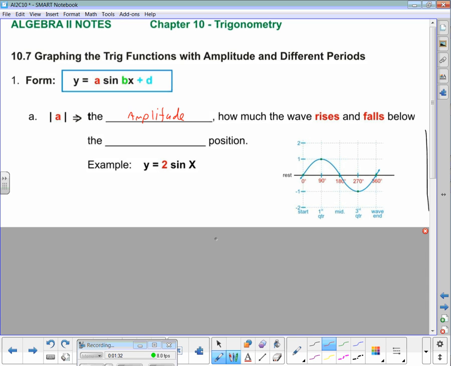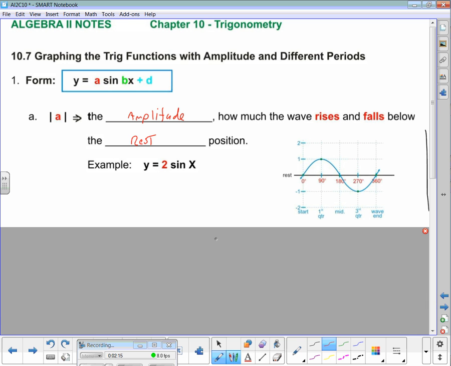We talked about amplitude a little bit back on Thursday. What's the amplitude? How much the wave rises and falls below the rest position. Some say the zero position, but it depends upon where the wave is located. So that's the concept and that's the idea. So the absolute value of A. Why do I say absolute value? All right, let's suppose the A value is -7. The amplitude is 7. Absolute value of -7 is 7. Let's suppose the A value is 5. The amplitude is 5.